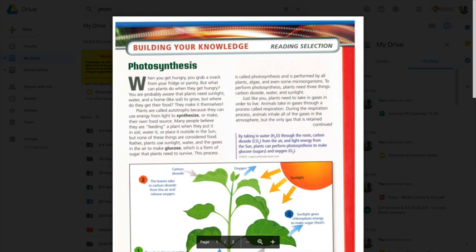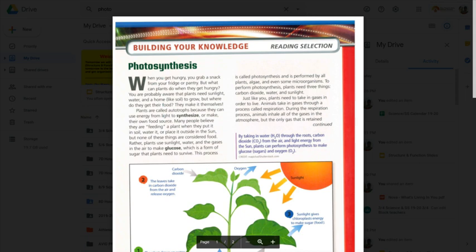When you get hungry, you grab a snack from your fridge or pantry. But what can plants do when they get hungry? You're probably aware that plants need sunlight, water, and a home like soil to grow. But where do they find food? They make it themselves. Plants are called autotrophs because they can use energy from light to synthesize, or make, their own food source.